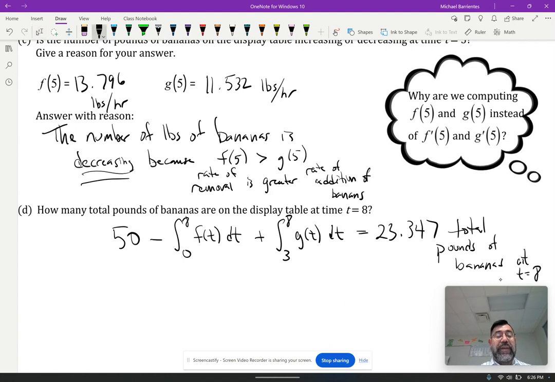We started with 50. The customers started to take them away, starting from the beginning all the way to time 8. The employee saw that, so they started adding them once we got to hour 3. And from hour 3 to hour 8, they were adding more. And if you do all of that on your calculator, you're going to get the total amount of pounds of bananas that are on display at that moment in time.